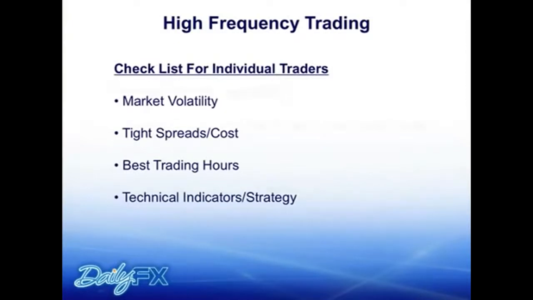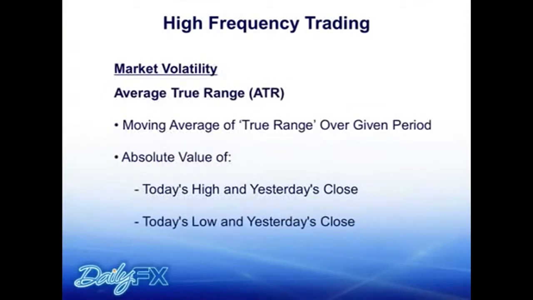So the first thing I want to go over is market volatility. For those of you that are not aware of this, this is one technical indicator that I look at every day, which is the average true range. Basically, the average true range is just the moving average of the true range of a given period. Typically, I like to use a 14-period ATR, and that's typically by definition, and I just know that a lot of market participants use that, and that's why I like to look at the same things that everyone else is looking at. And basically, all it is, it's the absolute value of today's high and yesterday's close, and also today's low and yesterday's close.